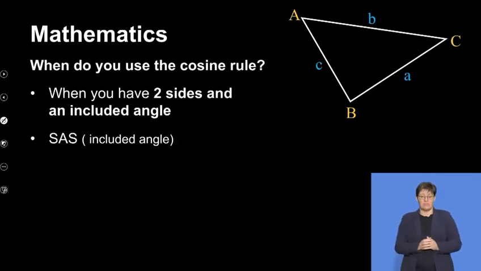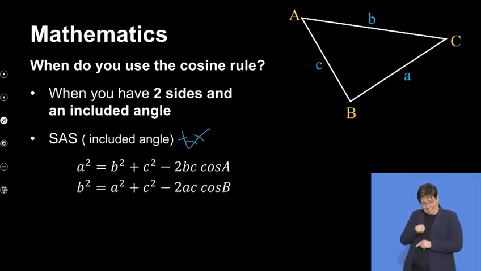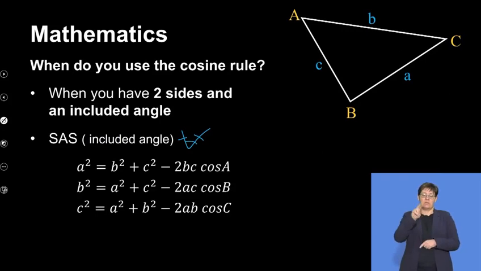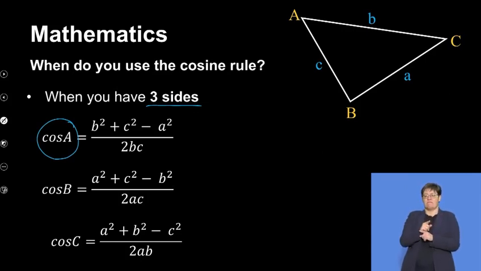When do you use the cosine rule? When you have two sides and an included angle. And again, remember, that's when you have that V pattern that we discussed earlier. These are the three formulas that you will use in this case. a squared is equal to b squared plus c squared minus 2bc cos A. And I think you're familiar with the other two. You can also use the cosine rule when we have three sides. We just adjust the formula slightly to make cos A the subject of the formula, and then we can use this to find whichever angle we need to find if we are given three sides.